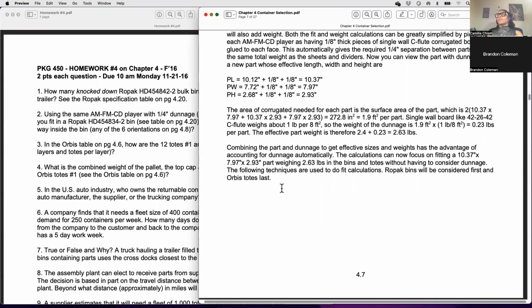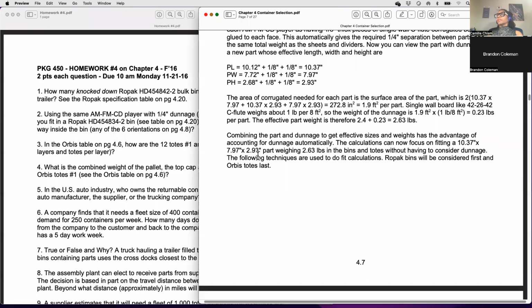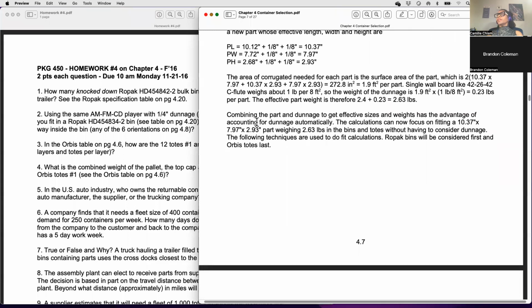So those are all the things that you're keeping in mind. Again, here this says combining the part and that dunnage to get effective sizes and weights gives you, like I said, a quick calculation because you've already put that in there, and you don't have to ask each time, will my parts fit in here with this dunnage.